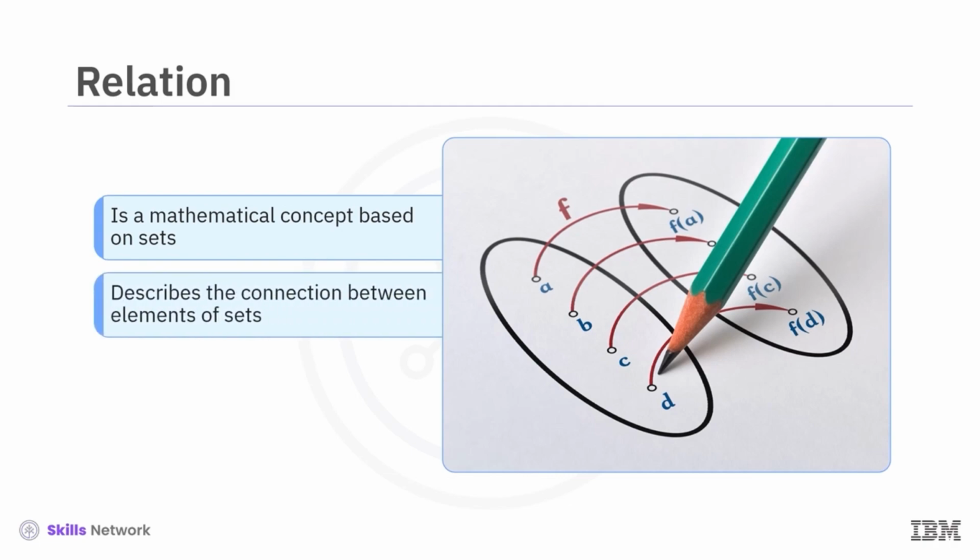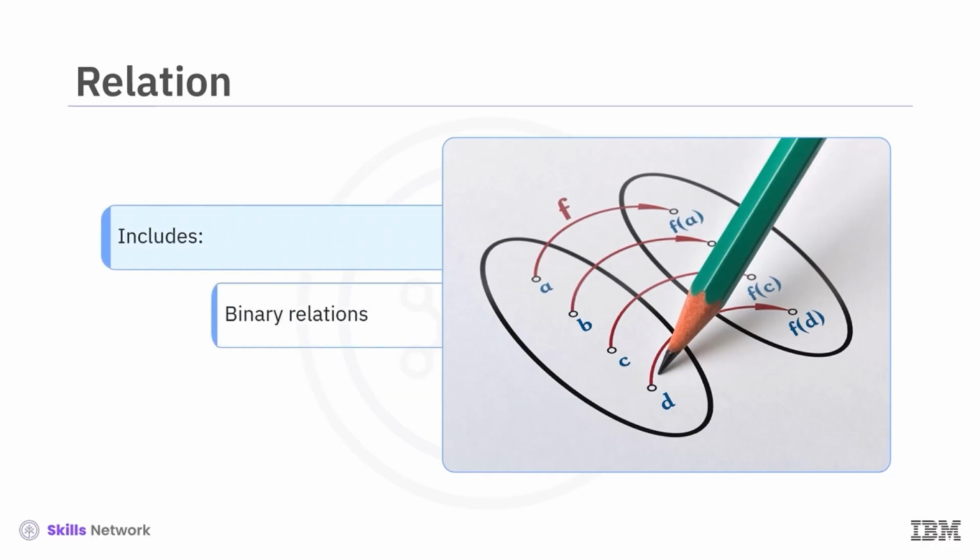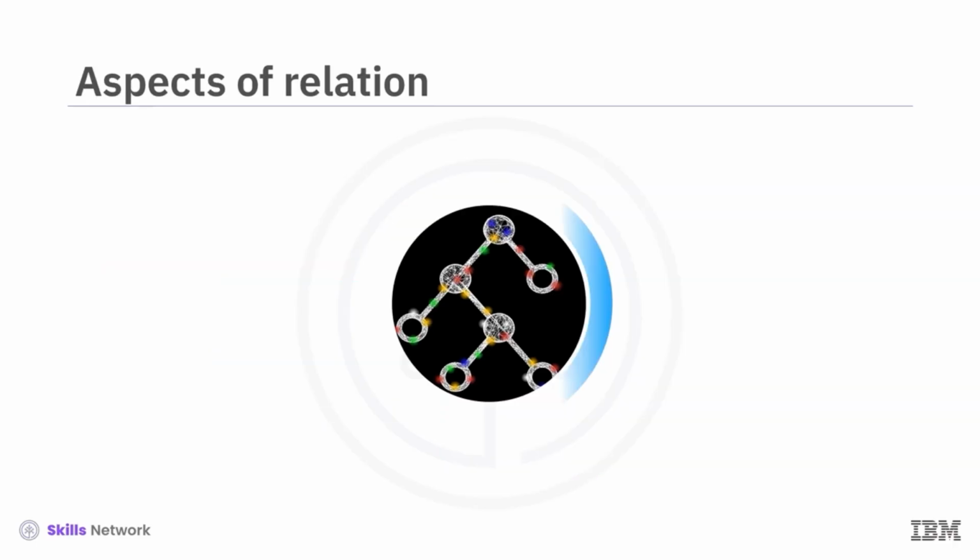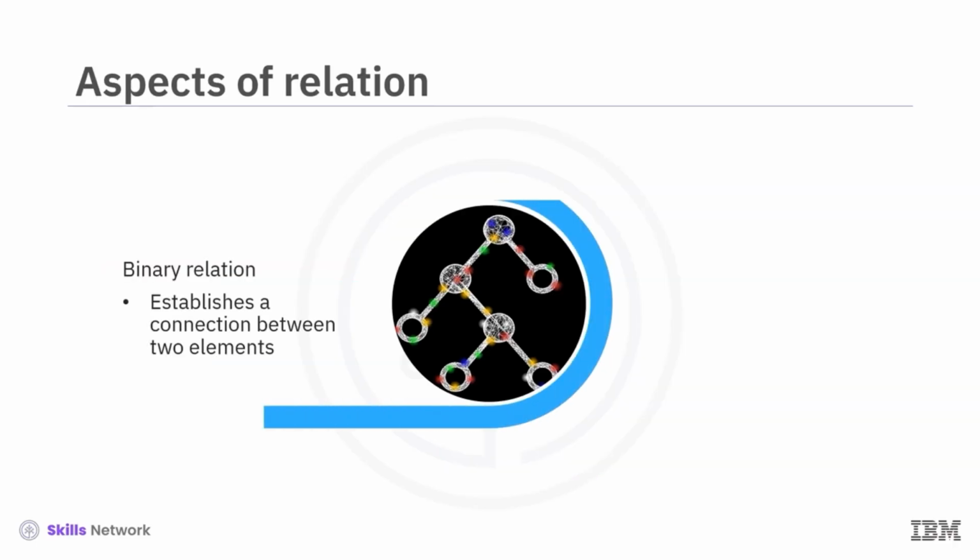Relations describe connections between elements of sets and are crucial in set theory and logic. Common types include binary relations and ordered pairs. A binary relation establishes a connection between two elements. For instance, the less than relation illustrates the relationship between two numbers, like 3 is less than 5.